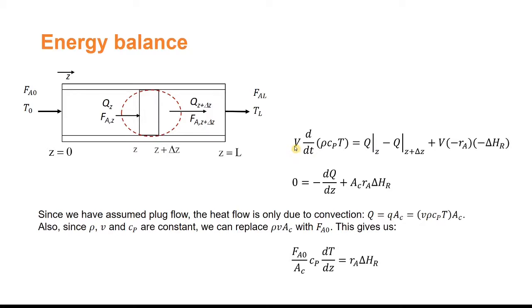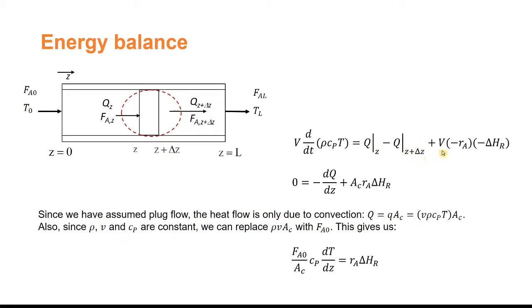And this is a fixed volume. It is a cylindrical tube, and the volume doesn't change. We are taking a fixed volume so that V can come out of the derivative. This is our rate of accumulation of energy inside this control volume. The flow in is QZ, and the flow out is QZ plus delta Z.